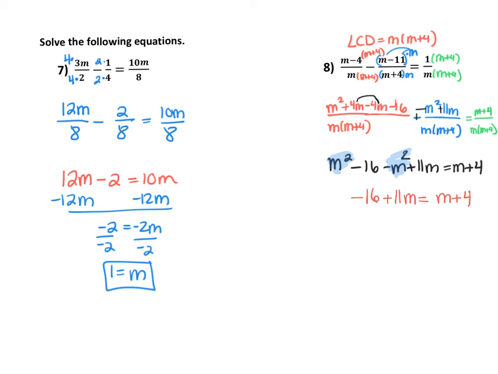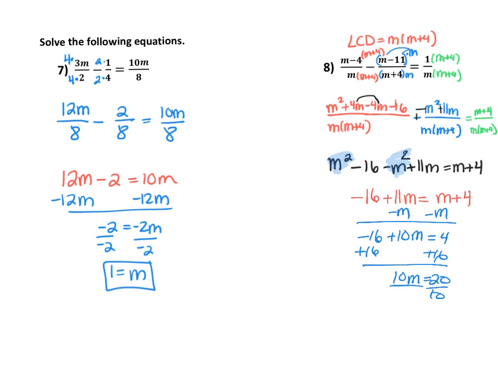So now I need to get the variable on one side. So I'm going to minus this m over to the 11m. And so I'll have negative 16 plus 10m equals 4. Add 16, and I'll get 10m equals 20. Divide by 10, and I'll get m equals 2.